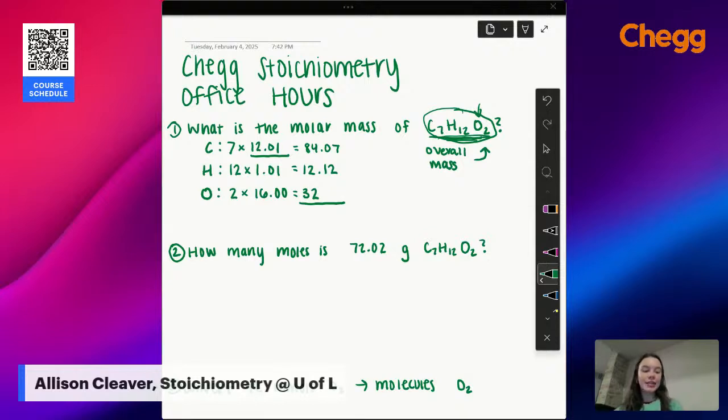The answer is 128.19. And we always have to include our units. Does anybody know what the units are? The units are grams per mole. So we have determined that this compound, C7H12O2, has 128.19 grams per mole. If that makes sense, let me know in the chat.